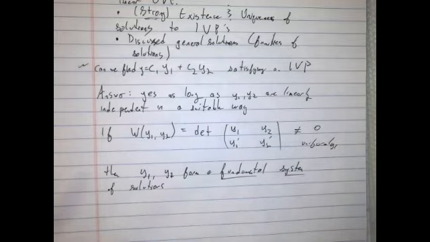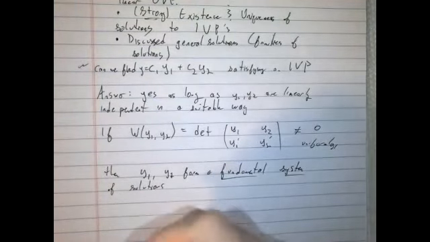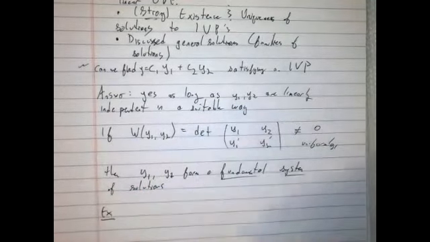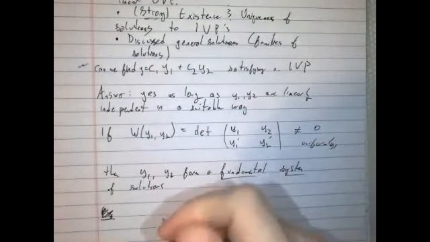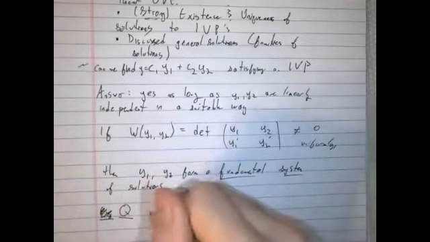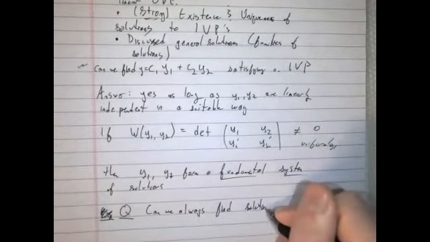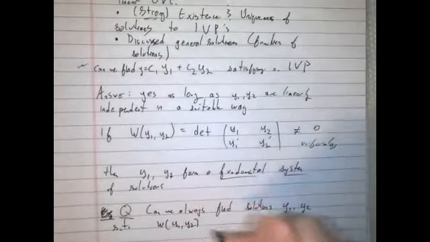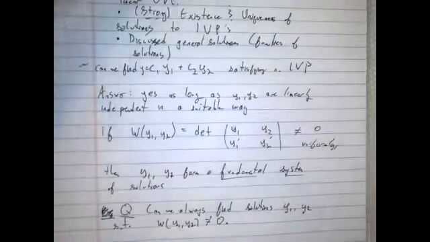Okay, so those were the things that we really discussed a lot yesterday. What I want to do next is this question: can we always find solutions y1 and y2 such that their Wronskian of y1 and y2 is not uniformly zero? This is kind of the last thing that we could possibly ask for.